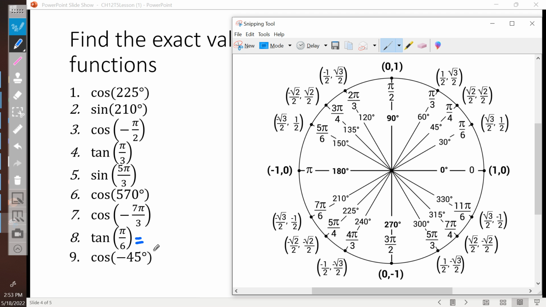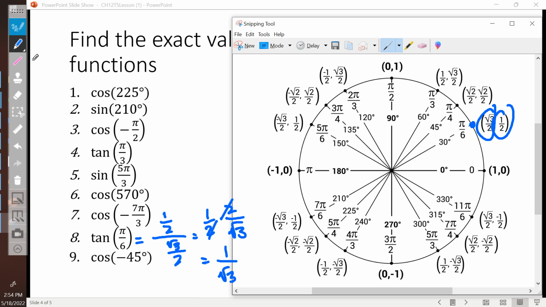Tangent of pi over 6. So pi over 6 is right here. We did this one actually at the beginning. It's going to be the y-coordinate over the x-coordinate. So we have 1/2 over square root 3 over 2. Change it to multiplication. So 2 over square root 3. Factors of 2 cancel. 1 on top, square root 3 on bottom.